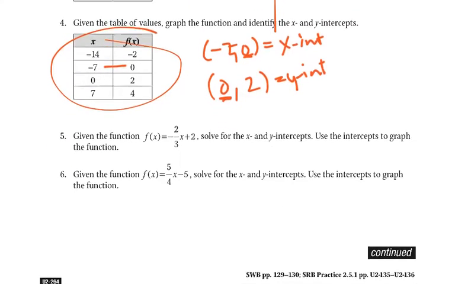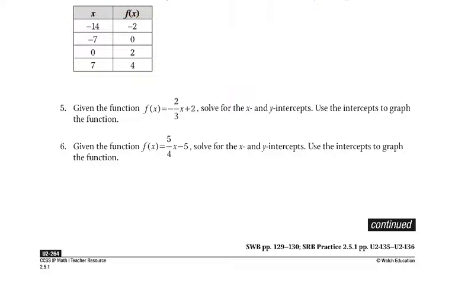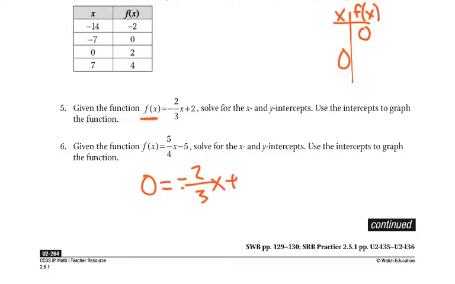Alright, now 5 and 6 say, given the function, solve for the x and y intercepts, use the intercepts to graph. Now, understanding that if we make a table, to get the x-intercept, the y would be 0. To get the y-intercept, the x would be 0. So, you could take this f of x and make it 0 and solve for x.